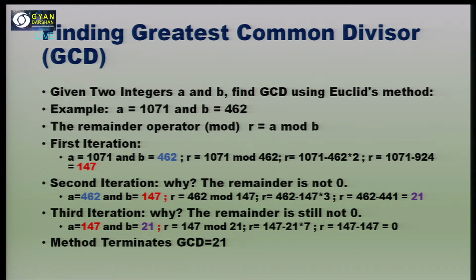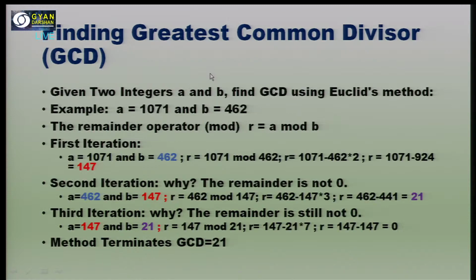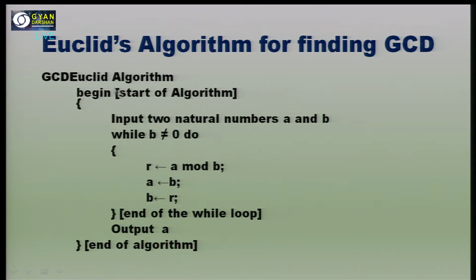Now I want to convert this. So this is a typical process of computing the GCD, right? Now I want to convert this GCD process into an algorithm, Euclid's algorithm for finding GCD. So how am I going to do that? Well, in order to do that, I am going to start with this particular algorithm. What is the input to this algorithm? If you remember, the inputs are A and B only. So we begin with the GCD Euclid algorithm.